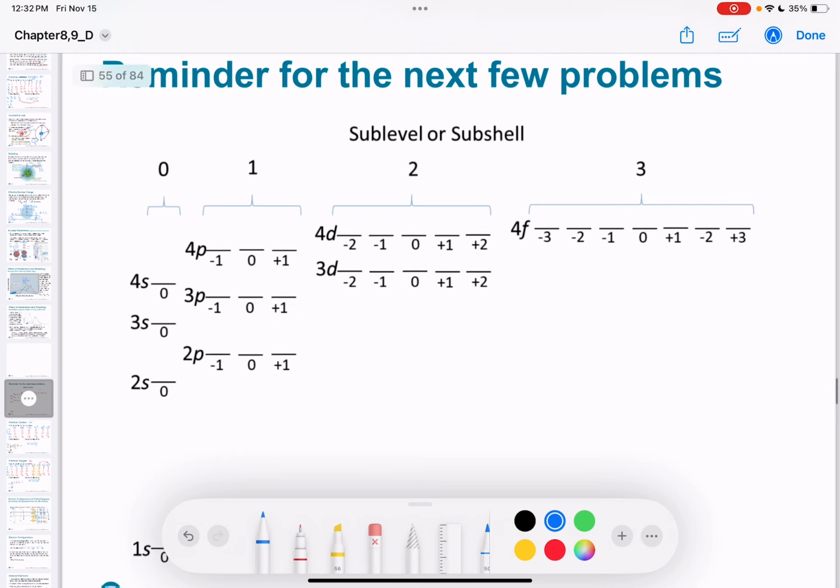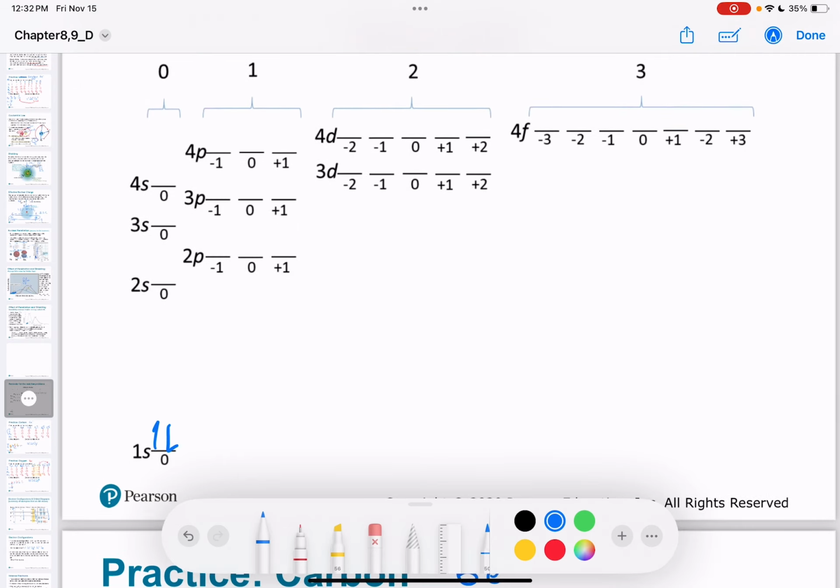Okay, 36 electrons. So just start at the bottom. 1, 2, 3, 4, 5, 6, 7, 8, 9, 10, 11, 12, 13, 14, 15, 16, 17, 18, 19, 20, 21, 22, 23, 24, 25, 26, 27, 28, 29, 30, 31, 32, 33, 34, 35, 36. Okay, so that is the 36 electrons of krypton.